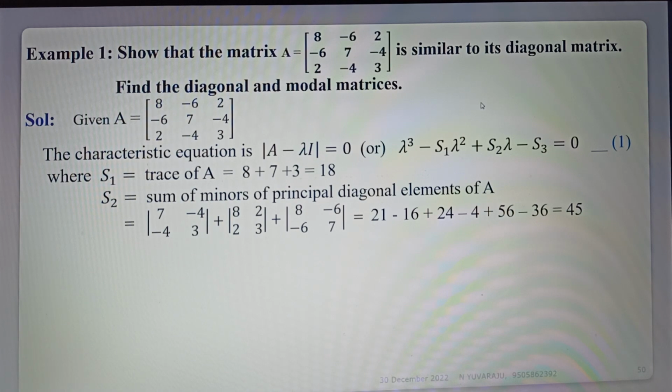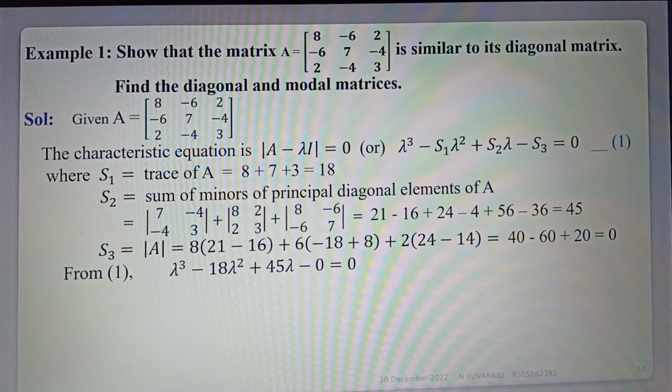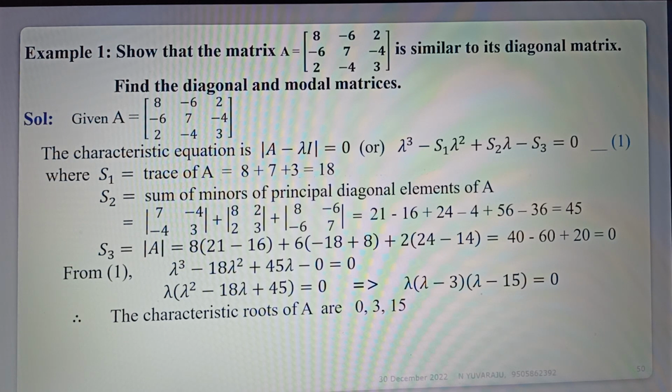Next, S2 is equal to 45. Next, S3 is equal to the determinant of A, and we get 0. So substituting S1, S2 in equation 1, lambda cube minus 18 lambda square plus 45 lambda minus 0 is equal to 0. Finding the factorization, lambda into lambda minus 3 into lambda minus 15 is equal to 0. So the eigenvalues, that is the characteristic roots, are 0, 3, 15.